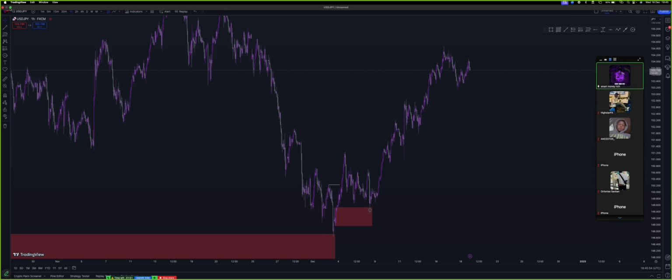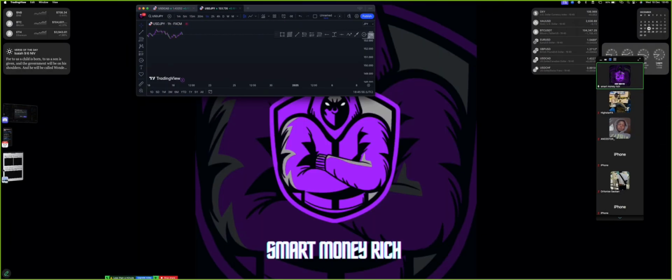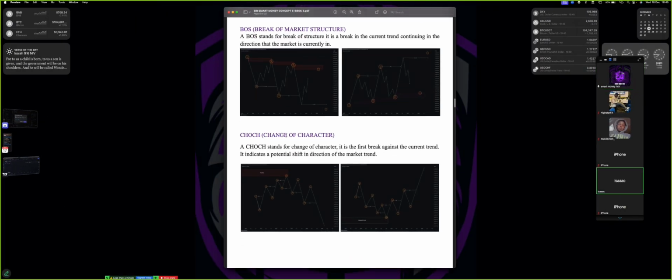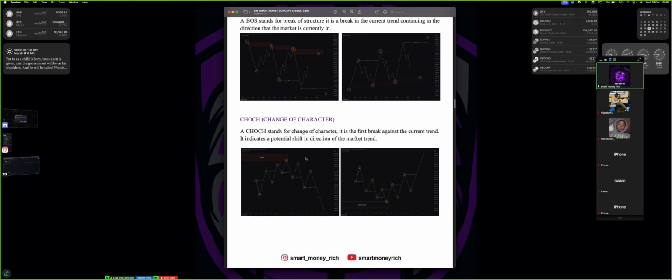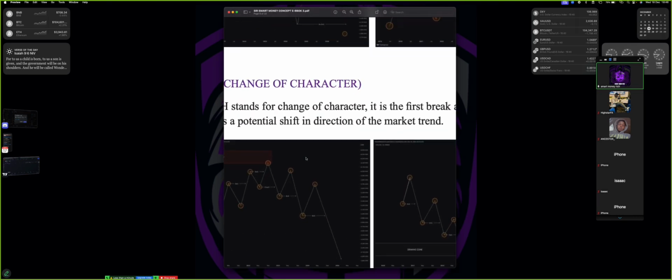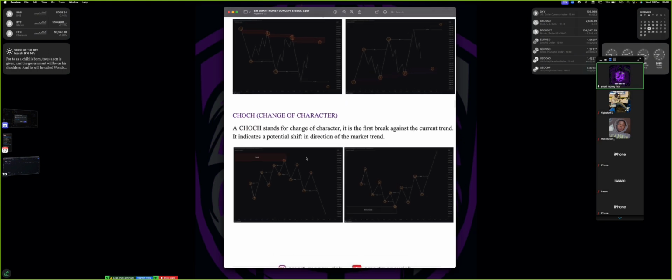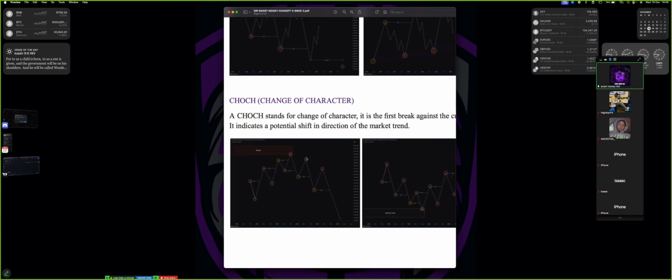Now, if you look at what I said here, I said a change of character, right, it is the first break against the current market trend, and it indicates a potential shift in market structure. Now, I'm going to take this view. Let's look at this right now.